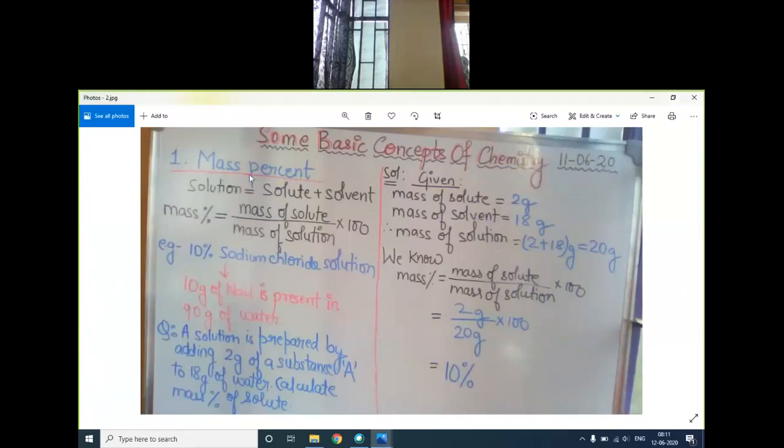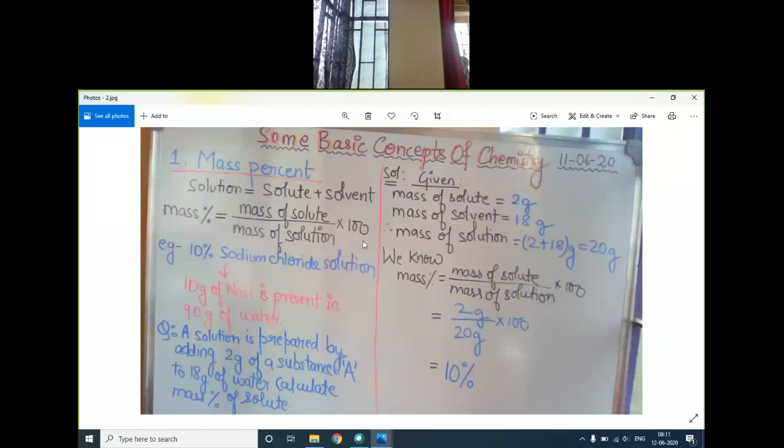From the name only we can get that it is the percentage of mass of solute. We know solution means solute plus solvent. So mass percentage of solute will be mass of solute divided by mass of solution into 100. Because it is in percentage, we have to multiply by 100. So mass percentage equals mass of solute divided by mass of solution into 100.